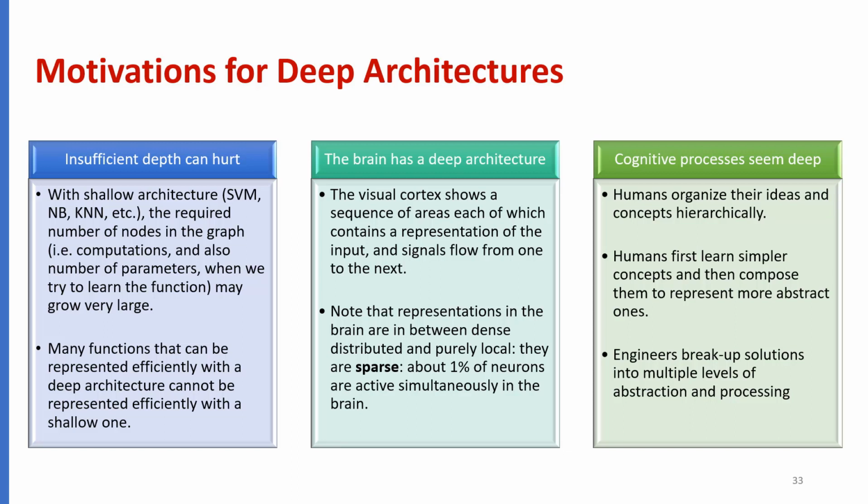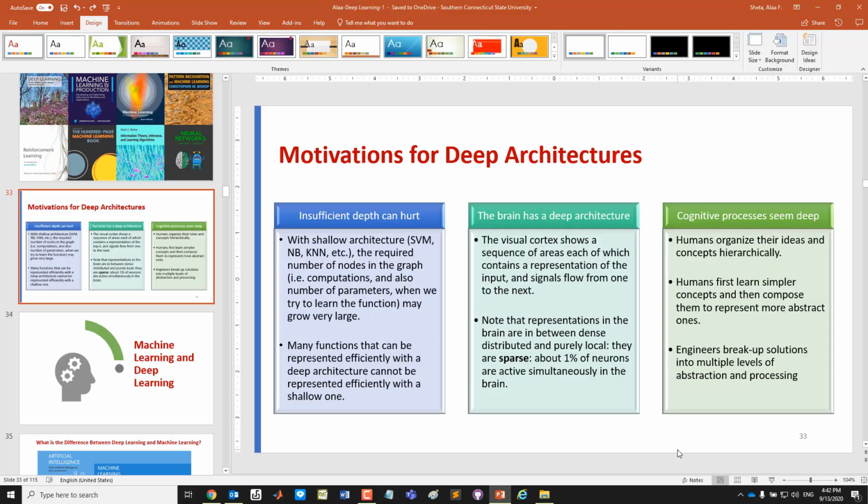That's what we say about traditional neural networks, where one of the famous techniques is the feed-forward neural network. With shallow architecture, support vector machine or KNN or other techniques can require a number of nodes in the graph which is very, very big. It might not be easy to do the learning process. So many functions can be represented efficiently with a deep architecture that cannot be represented with a shallow one. What we mean by shallow is like the original neural network, which has a few layers.